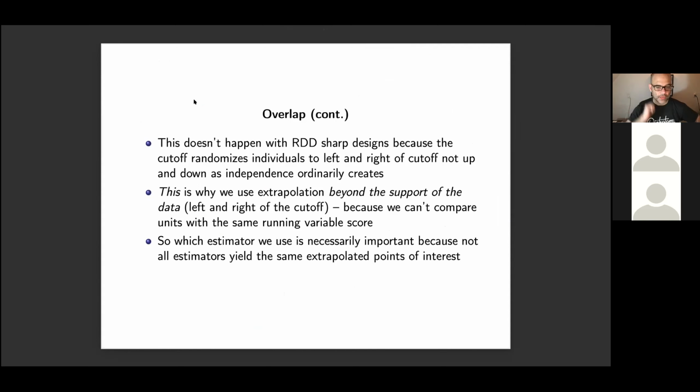All right. So I said all that here. Since we don't have overlap, we're going to have to use statistical models to extrapolate beyond the support of the data, left and right of the cutoff. We're going to have to do something like this.